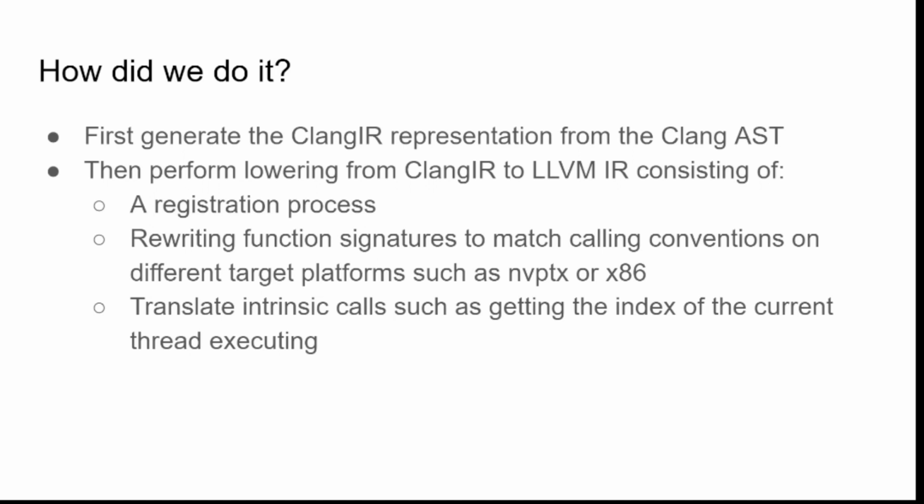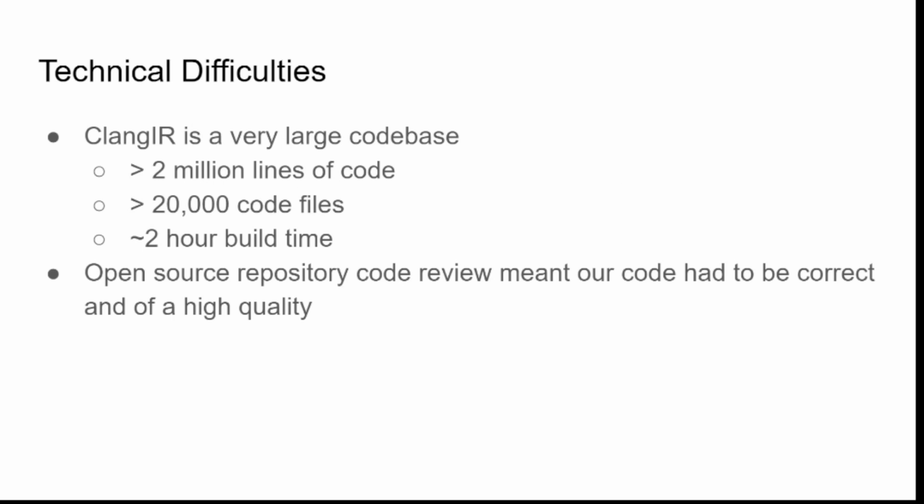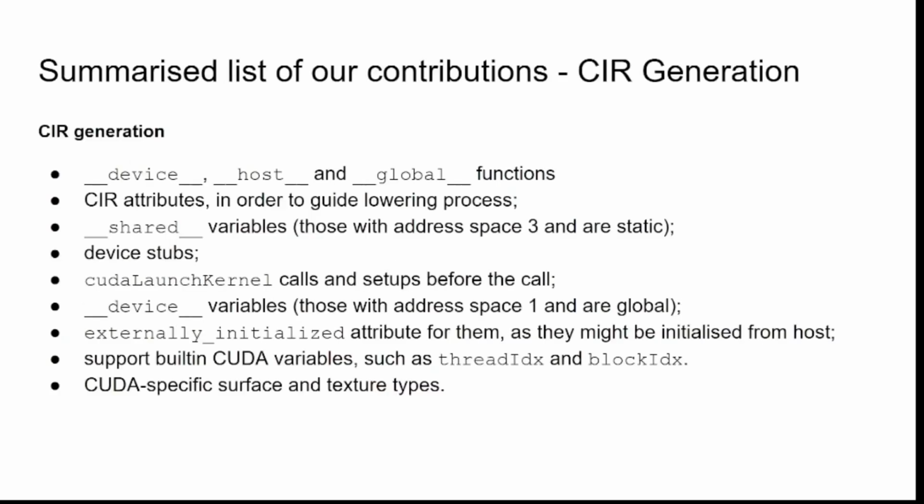Lowering requires a registration process and rewriting function signatures to match calling conventions on different target platforms, such as NVPTX and x86. This project was technically difficult as ClangIR is a very large codebase, consisting of over 2 million lines of code, over 20,000 code files, and it takes over 2 hours to build, which meant that a lot of work and perseverance was required in order to understand the codebase structure and semantics. Here is a summarized list of our contributions.